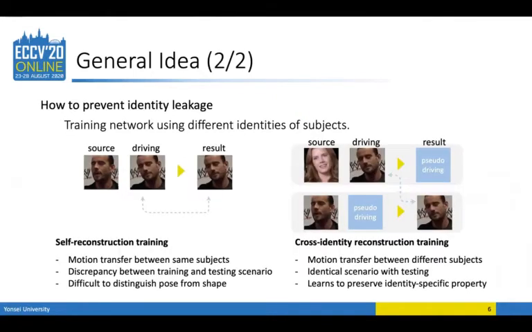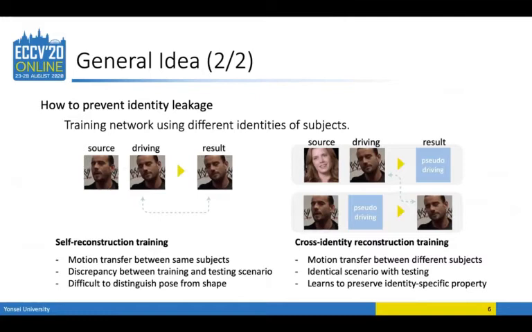In addition, we propose a cross-identity training scheme to prevent identity leakage. Even though the actual task is to transfer poses between different subjects, previous methods are usually trained by transferring poses on the same subject. In this scheme, it is difficult to distinguish between poses and shapes because there are no hints about it. We solve the problem by training the network using different identities as in a real testing scenario.